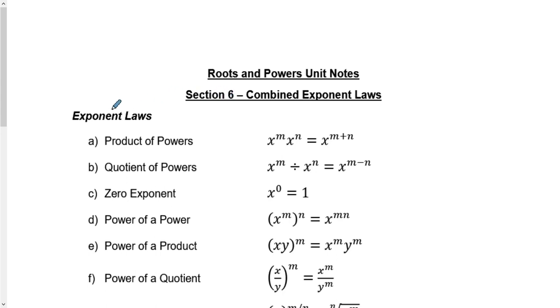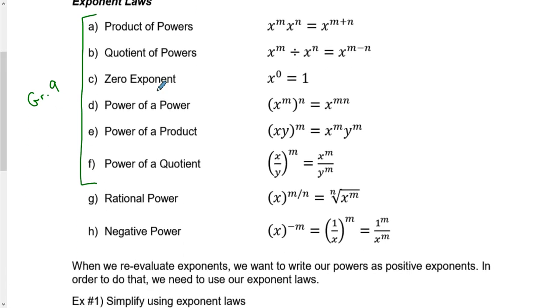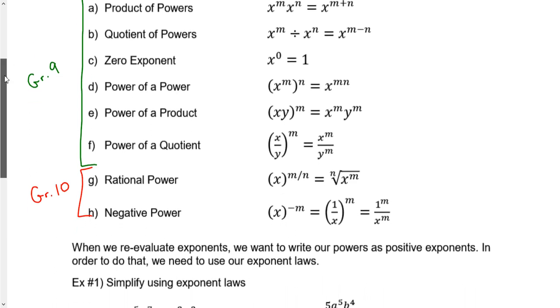The main mastery of grade 10 roots and powers is being able to actually combine our exponent laws. We'll be dealing with the 6 that we had done in grade 9, as well as the 2 that we have just learned, where we have rational powers, denominator goes into the root, and our negative exponents, where we deal with taking the reciprocal of our base and then applying our exponent. So dealing with our 6 from grade 9 and then our 2 from grade 10.